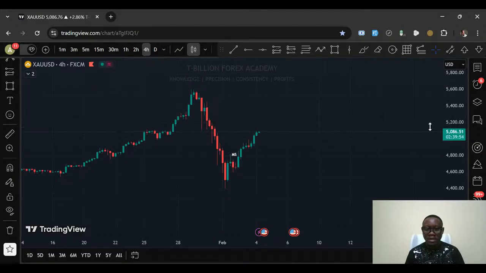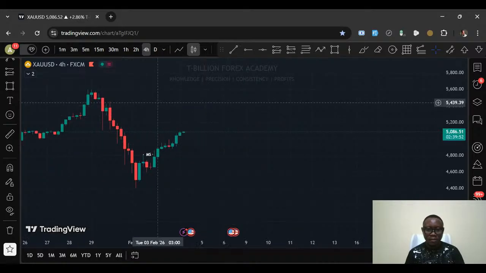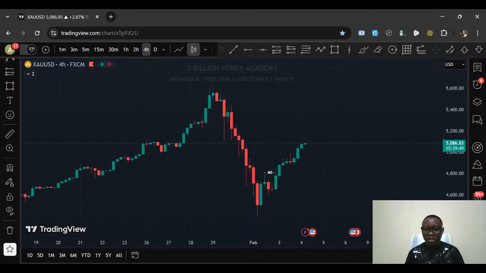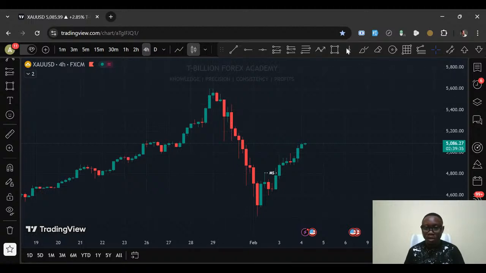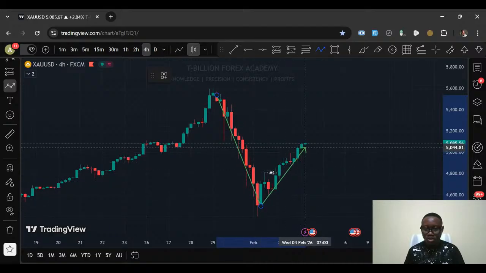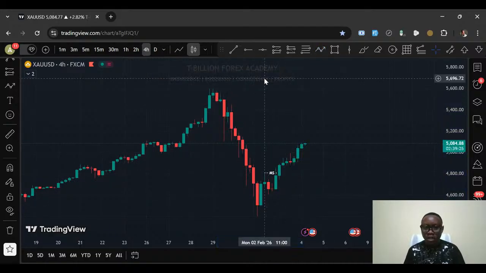Now, this market shift, please take note. This shift that I marked out here, some people call it change of character. I prefer to use the word market shift, because it makes more sense to me. The market shifted from this bearish trend to a bullish trend. So I like to use the word market shift.